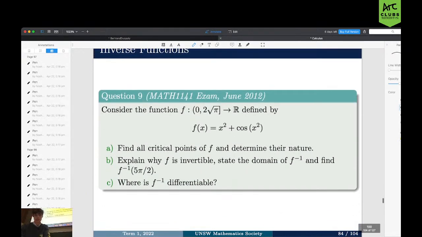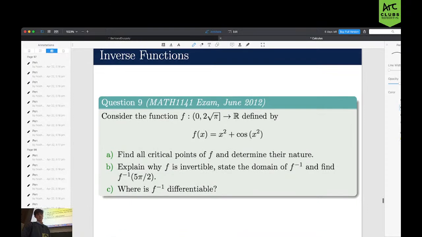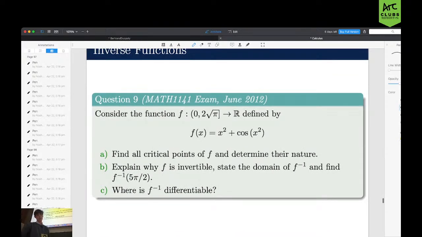So again, I took this from a Math1131 exam. It says we have a function f, and its domain is 0, not inclusive, up to 2 square root pi, and it goes to all the real numbers. It's defined by this rule here, x squared plus cos x squared. So the first part of the question is pretty straightforward. It says, let's find all the critical points of f and determine their nature.